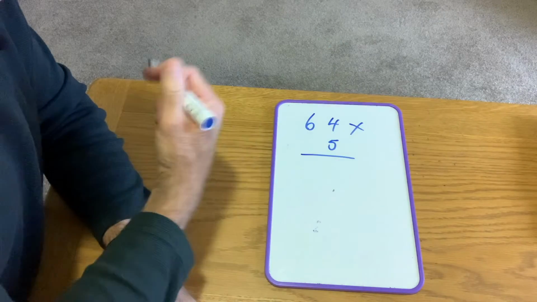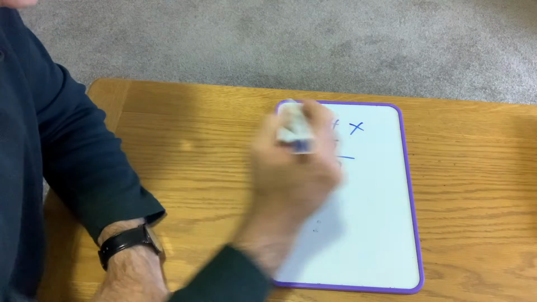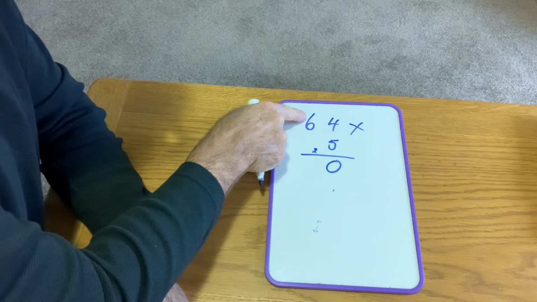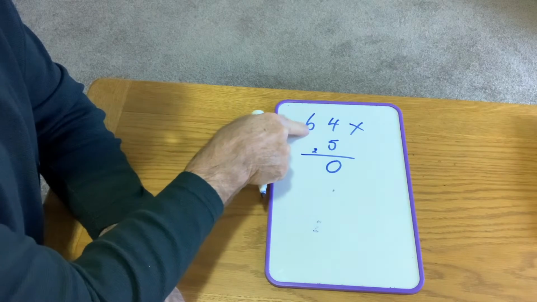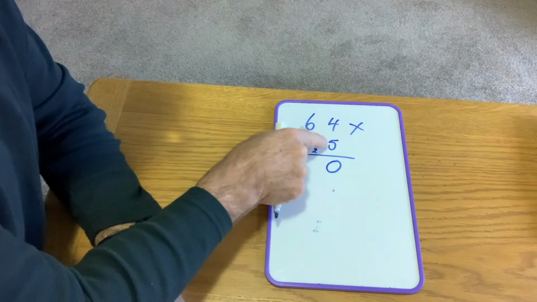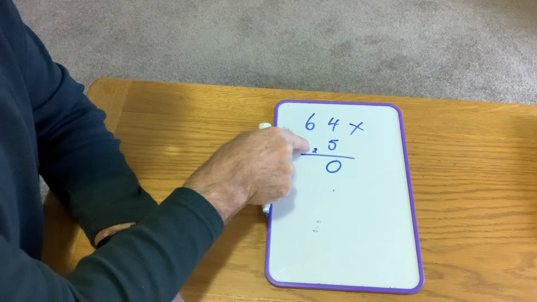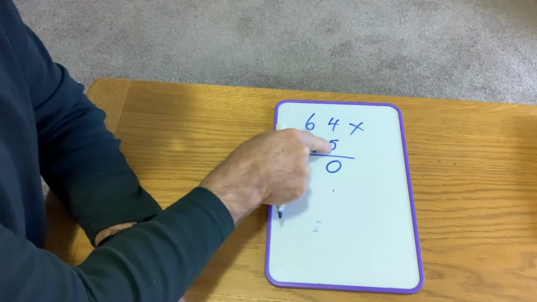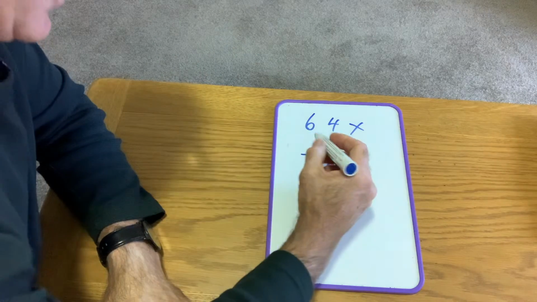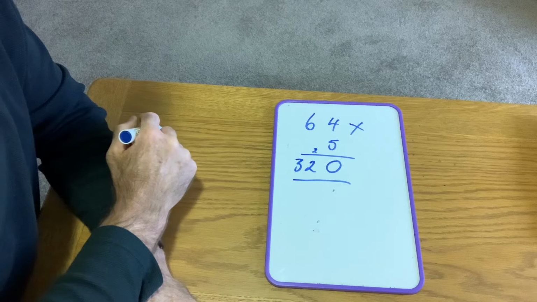So 2 10s, 0 1s. Let's represent that. There's no 1s, but there's 2 10s. We don't add it to that and make it 8 10s because it's 64 times 5, not 84. 5 times 6 is 30, plus the 2 10s that came when we regrouped the ones. 5 6s is 30, plus 2 is 32 10s, and there's our answer.